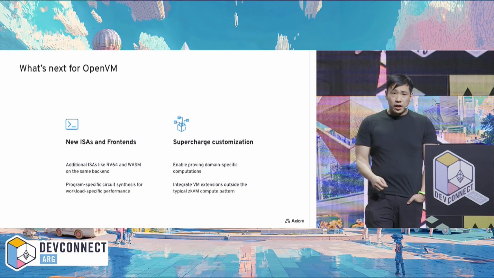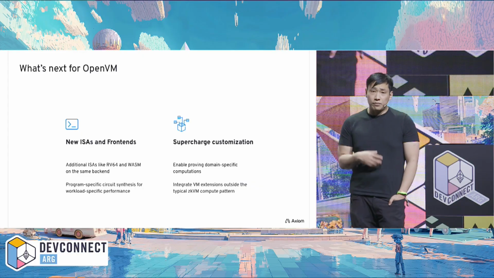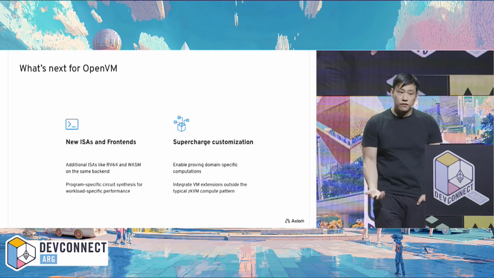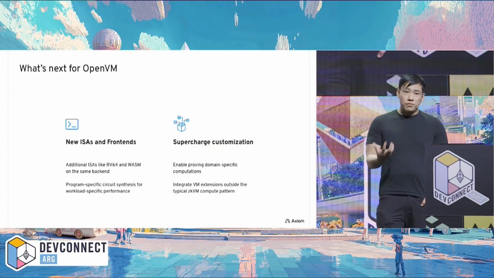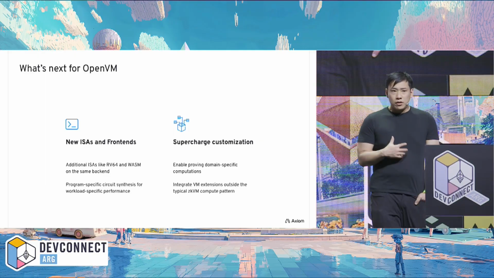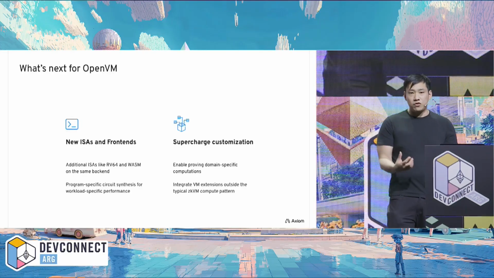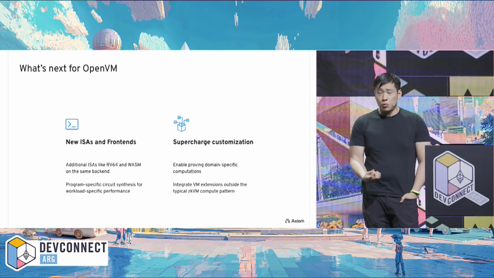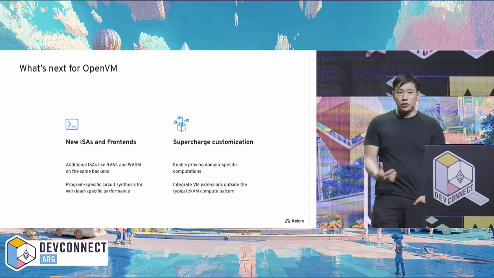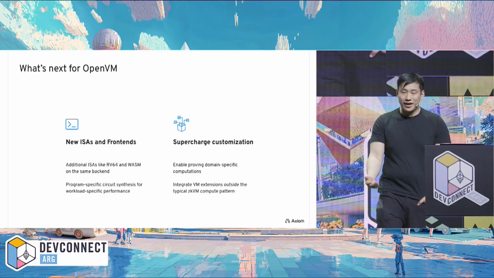So to that end, on the OpenVM side, we plan to add different ISAs and front ends. For example, support for things like RV64 or WebAssembly, as well as the ability to synthesize precompiles in a more automated fashion rather than writing them always by hand. Moreover, we now want to cash in on our modular design and have the ability to apply OpenVM to more domain-specific computations with extensions that are very outside of a typical ZKVM compute pattern. So look for more from us about that in the next couple months.